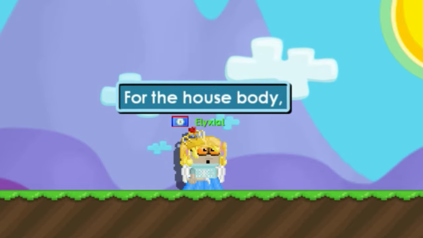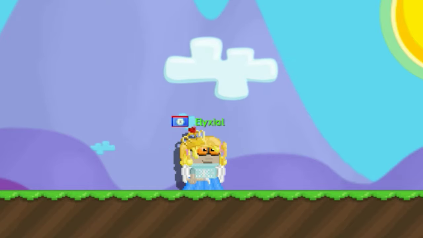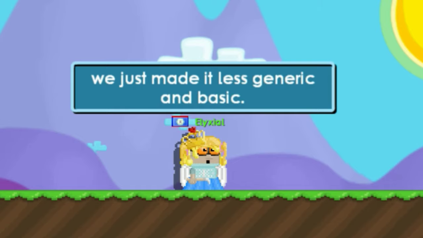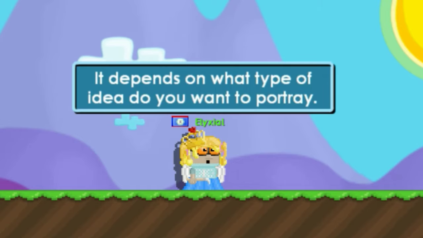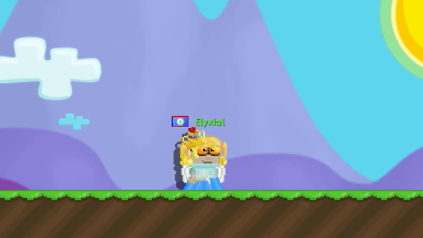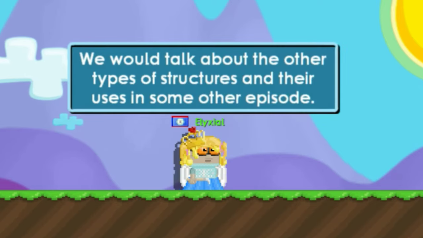For the house body, we just made it less generic and basic. It depends on what type of idea that you want to portray. We would talk about the other types of structures and their uses in some other episode.